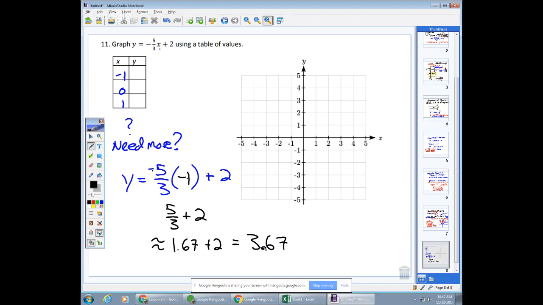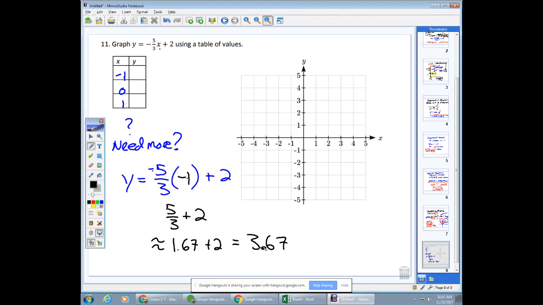And I don't need an exact answer to throw it on the graph. And some of the homework problems say, state your answer as a decimal, not a fraction, because it's easier to graph that way. Did I get that right? 3.67? Anybody else get that? Yeah. Or couldn't you just graph it without having to plug?